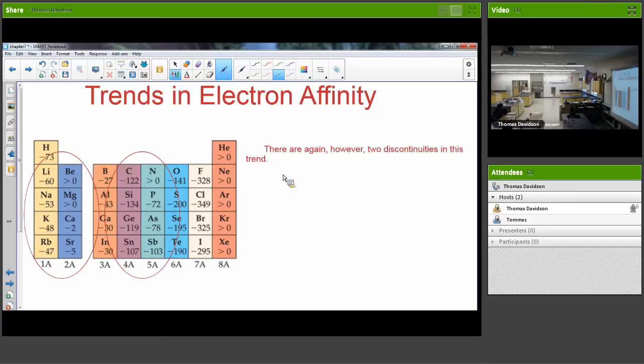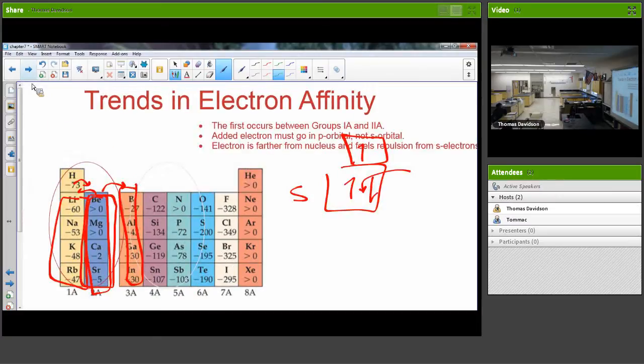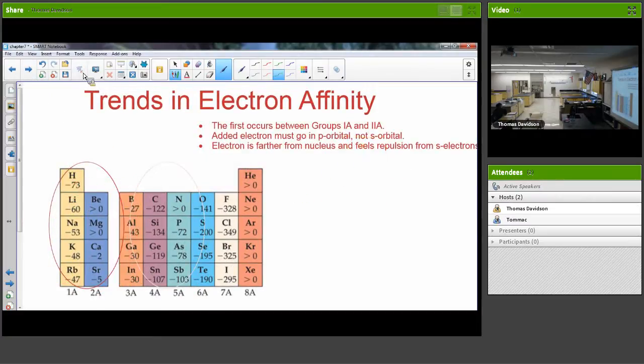Again, however, there are two discontinuities in this trend, and it follows the same idea. It's just a teeny bit backwards, because we're adding now, not removing. The first occurs between group 1 and 2. The added electron must go into a p orbital, not s orbital. Electron is farther from the nucleus and feels repulsion from the s electrons.